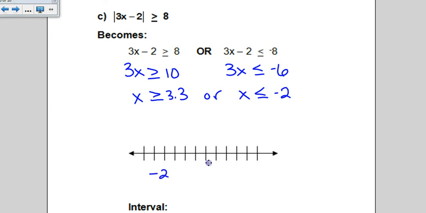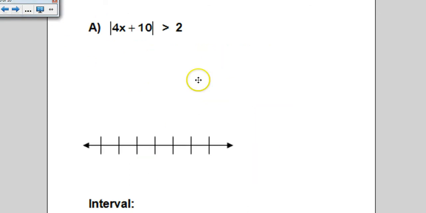Somewhere here. And if I want to graph everything greater than or equal to negative 3.3, that's that way. Or anything less than or equal to negative 2, that'd be everything this way. Brackets on both because of the equal to bars, and ors usually shade out to the side, so that's what I see.